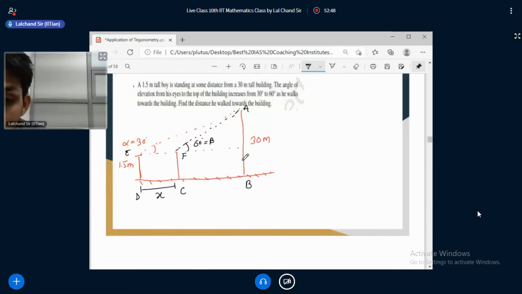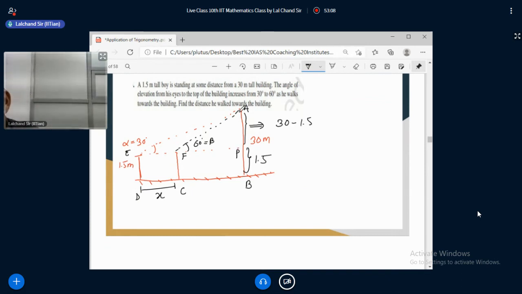Okay, so if we calculate this value, what is this value? This value is 30 minus 1.5 because up to this length is 1.5. Okay, so what is the length of this segment? Let's suppose this point is P. What is the length of this segment AP? So the length of AP is equal to 28.5 meter, isn't it?